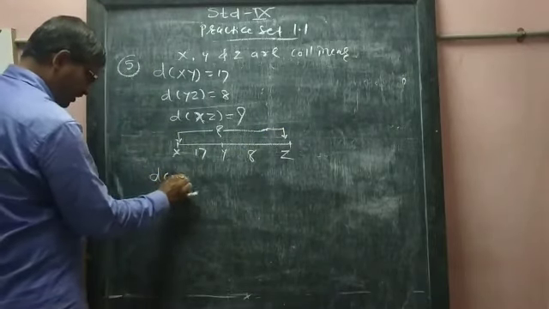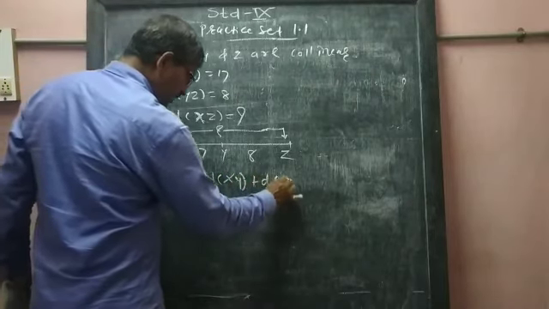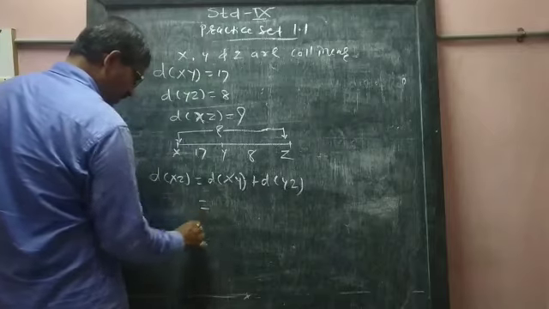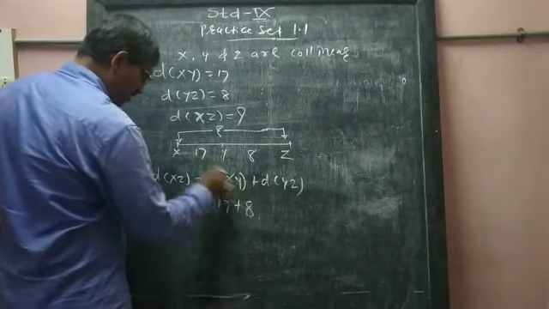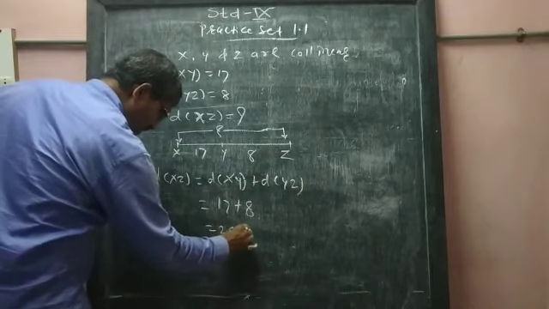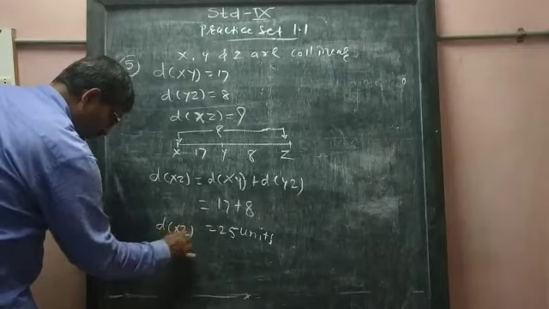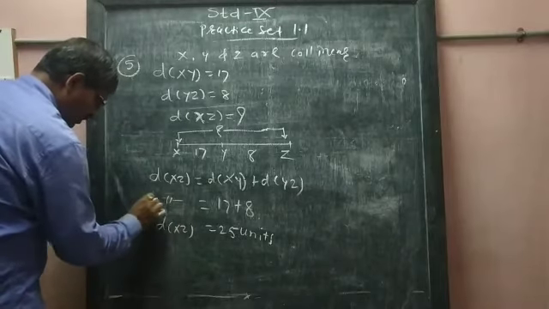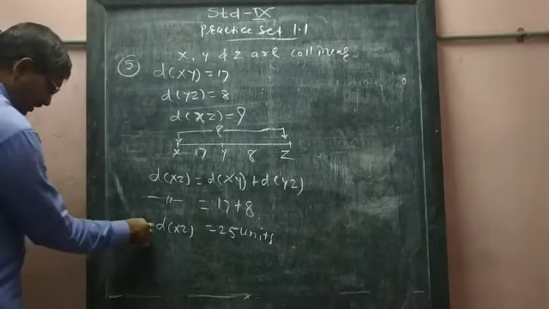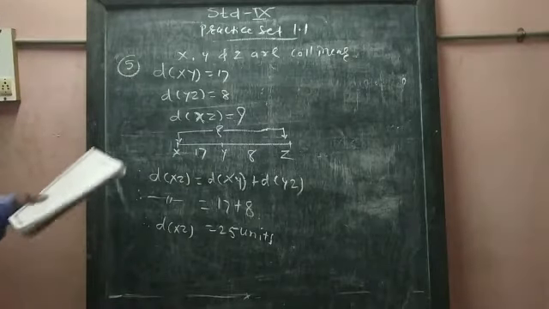So distance of XZ is equal to distance of XY plus distance of YZ. Then 17 plus 8, XY is 17, YZ is 8 given, means 25 units is the answer. Distance of XZ is equal to 25 units. That is the answer of question number 5.